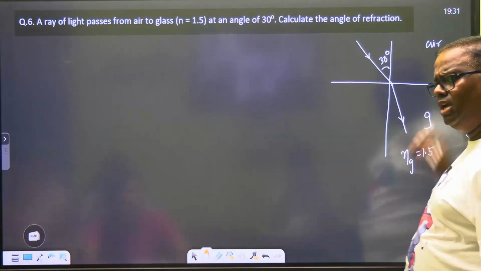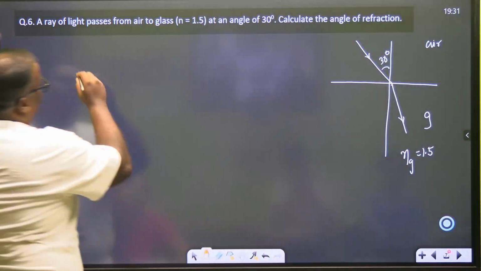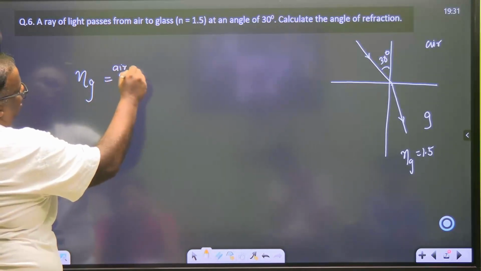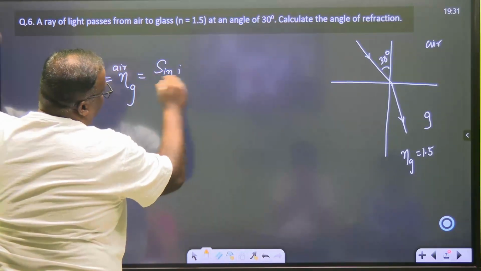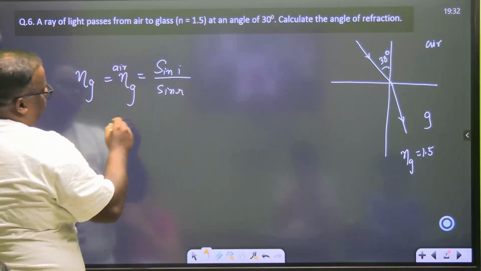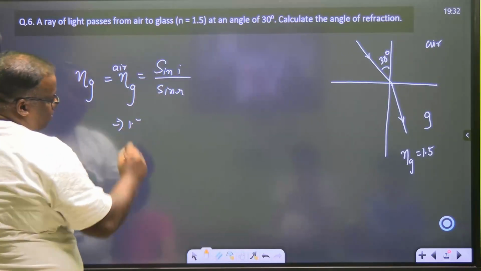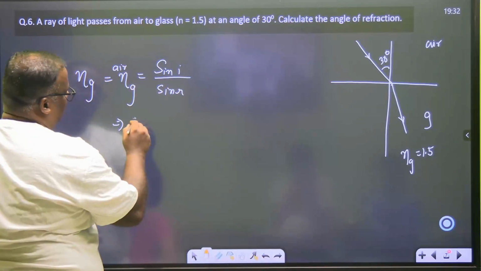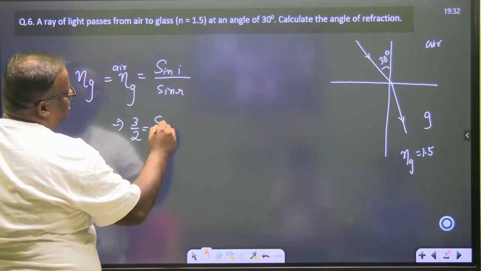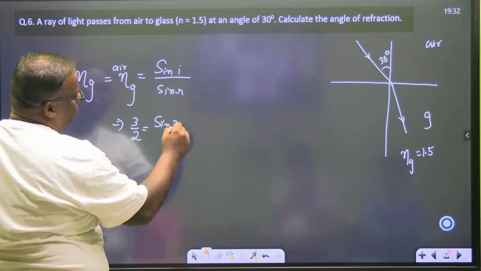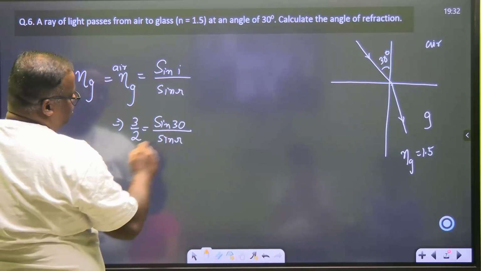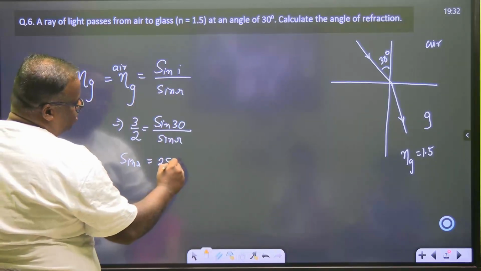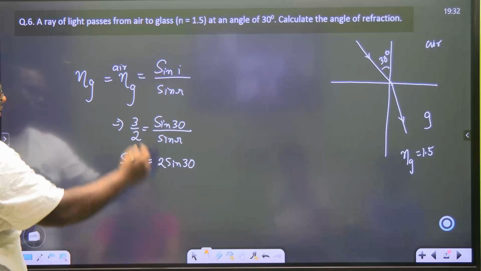Will you be able to calculate the angle of refraction? Why not? Eta glass is the same as eta glass with respect to air, which should be equal to sine i over sine r. Now this value is 1.5, which can be treated as 3/2. Decimals are always bad for health. So 3/2 is equal to sine of angle of incidence, sine 30, which is half, divided by sine r. So sine r goes this side and becomes 2 sine 30 divided by 3.